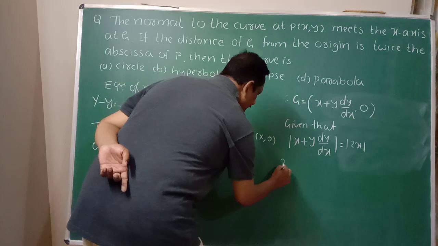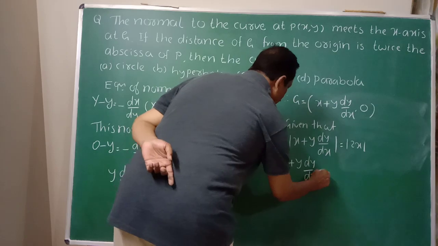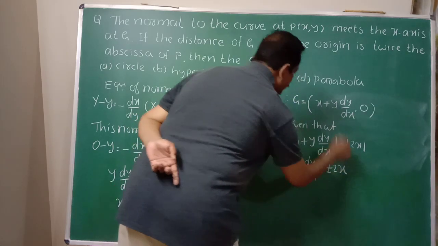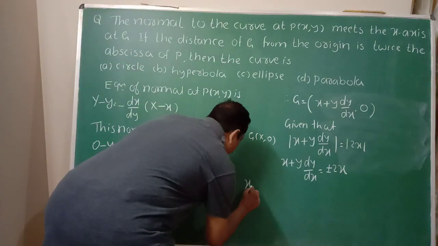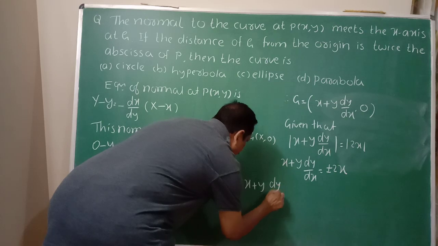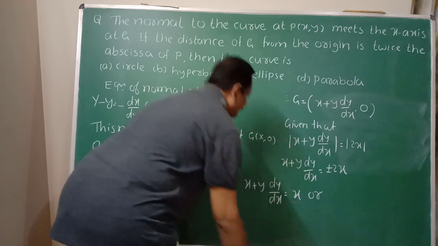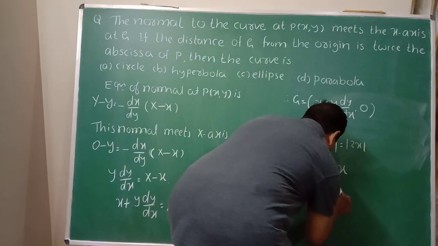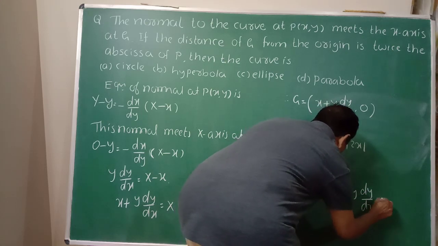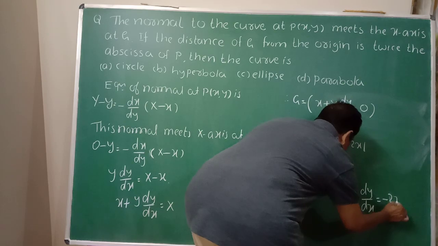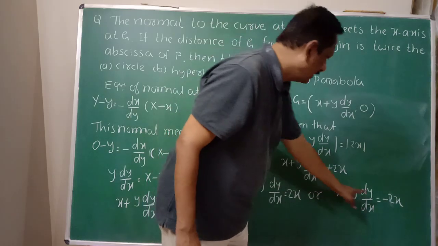Hence x plus y into dy upon dx is equal to plus or minus 2x here, plus or minus 2x. Hence x plus y into dy upon dx is equal to 2x, or x plus y into dy upon dx is equal to minus of 2x. Take care, first time plus 2x, and then second time take care minus of 2x.